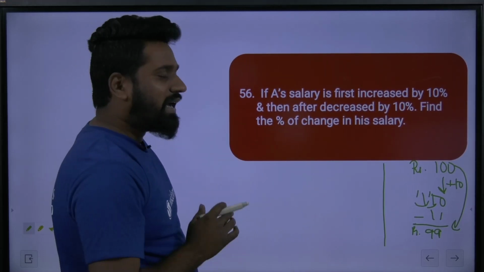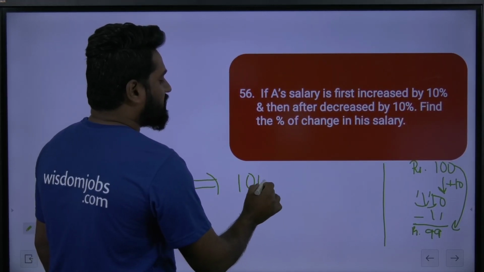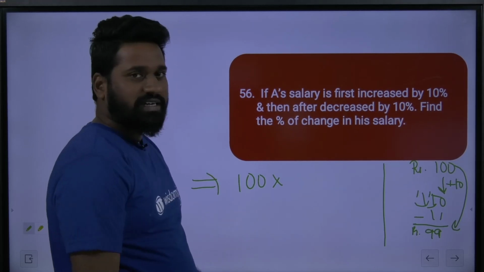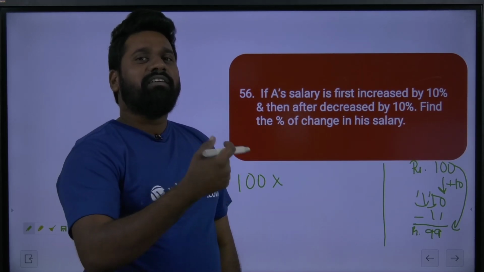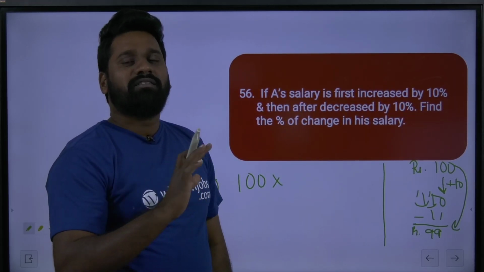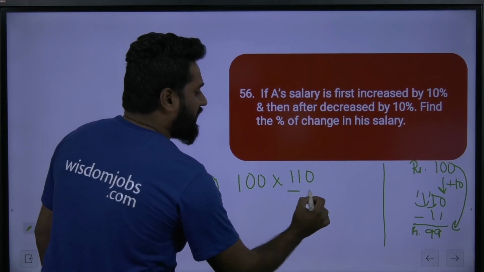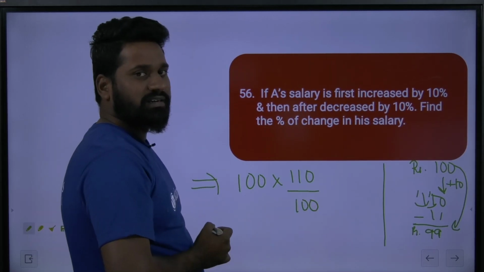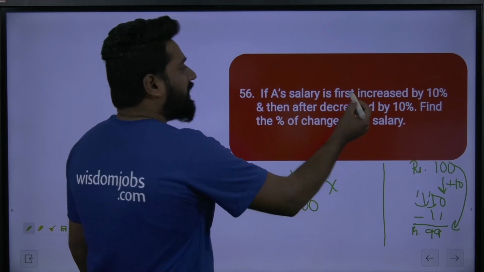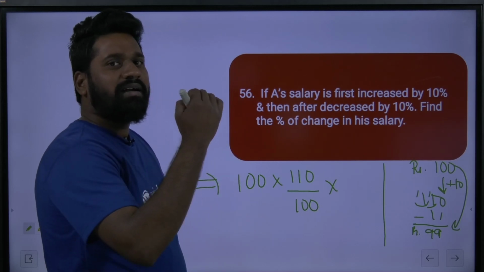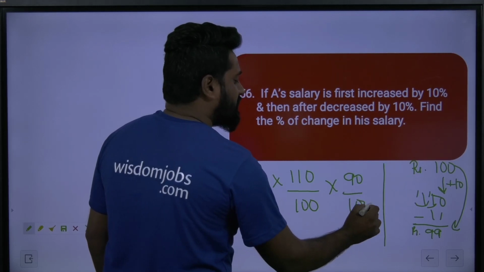Original method is this one, and what is the shortcut here? Same thing you can write here also. That is 100 into, the chain rule you can follow here. First you can take 100. It is increased by 10%. First it is 100%, now 10% increase means 100 plus 10, 110% is the salary. Instead of percent, you can write 100 in the denominator. Is it clear? 110% is same as 110 by 100, into decreased by 10%. So 100 minus 10, 90%. So 90 by 100. Is it clear?